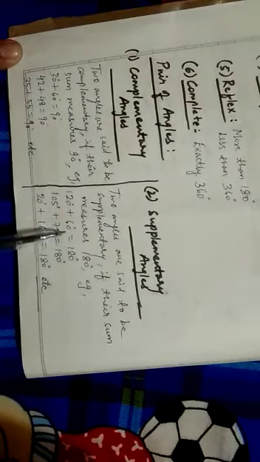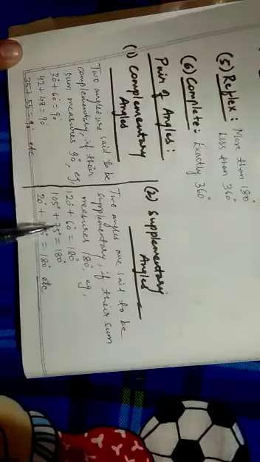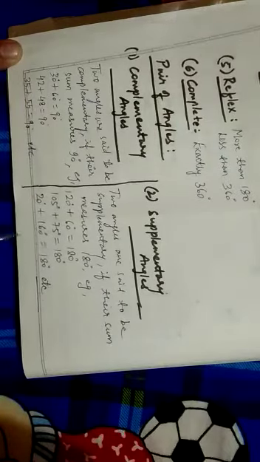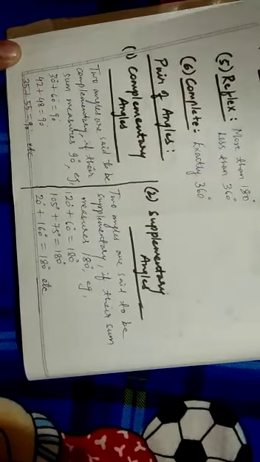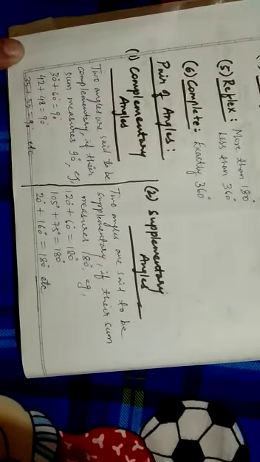120 and 60, these two are supplementary angles because their sum is 180. 105 and 75, their sum is 180. 20 and 160, their sum is 180. So these angles are supplementary angles. There can be more complementary angles which you can write on your own, and more supplementary angles which you can write.